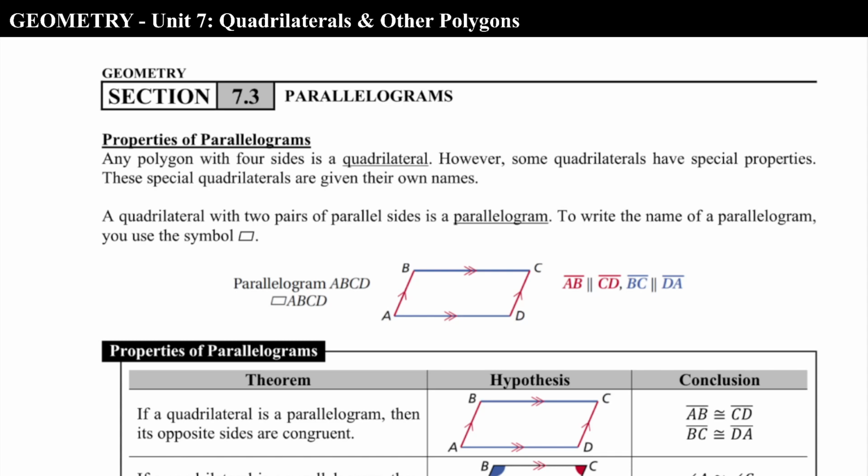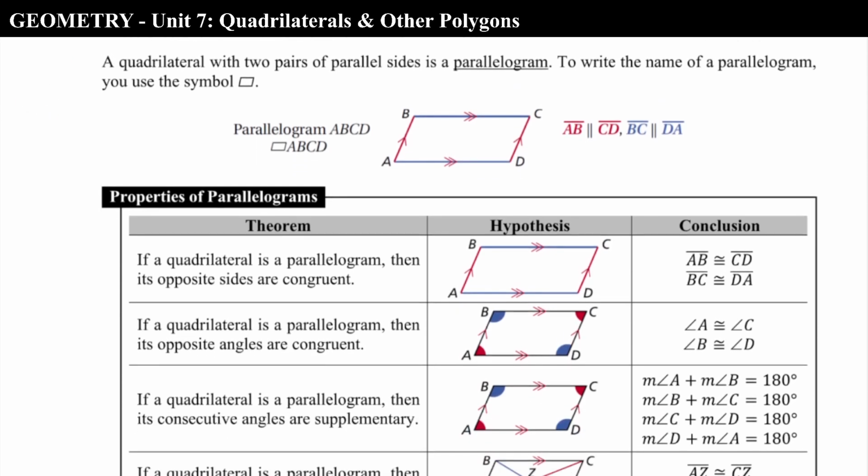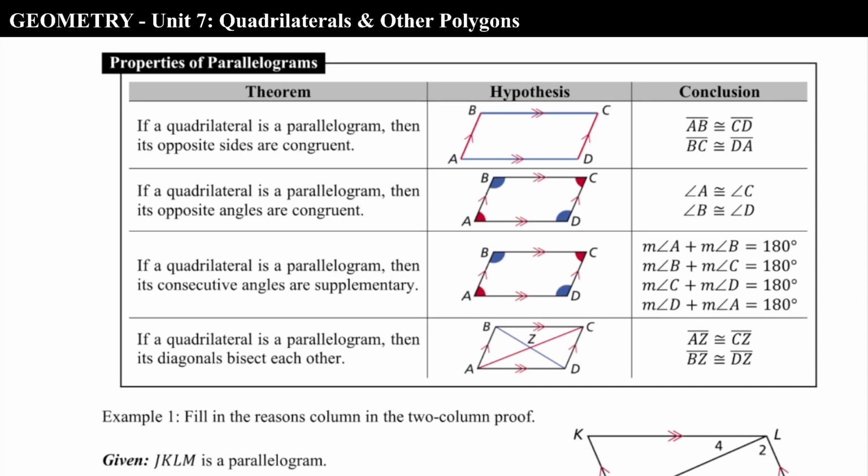To write the name of a parallelogram, we use a parallelogram symbol, very similar to how we used a triangle symbol. So here's an example of a parallelogram. We have a parallelogram with sides AB and CD parallel, and we also have sides BC and AD, or DA, parallel as well. And that's enough to call it a parallelogram. So let's talk about some of the properties.